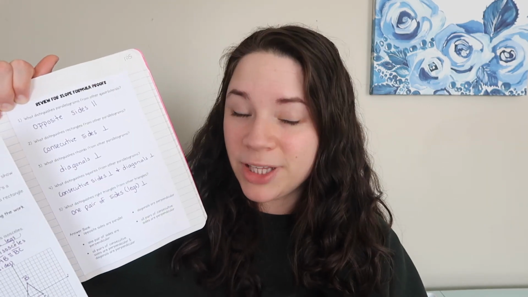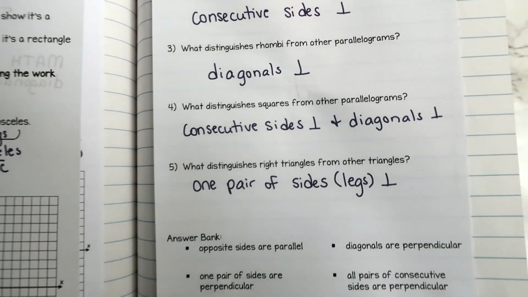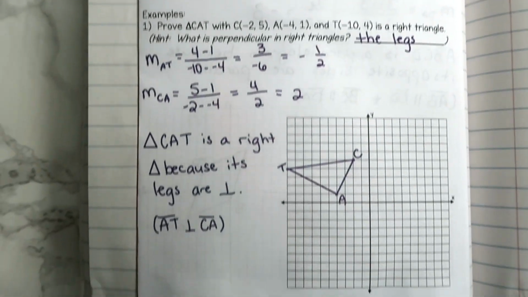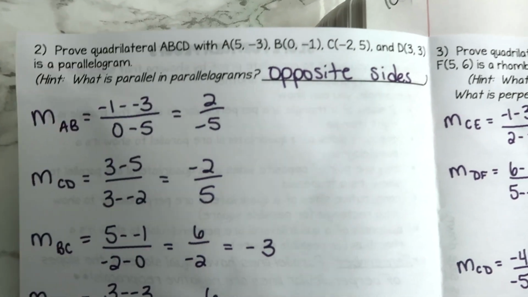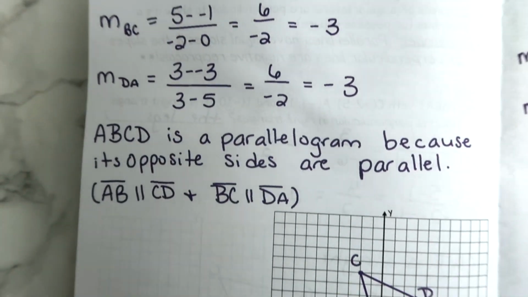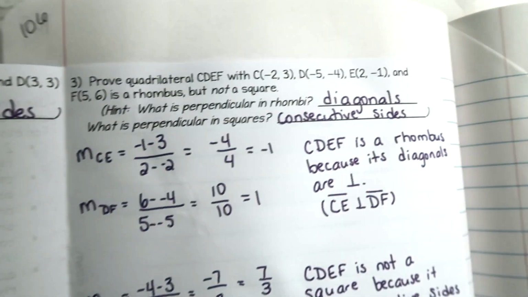Then the next day, we're going to go on to our final topic of the unit, which would be completing proofs using the slope formula. So we have a review of what things are parallel and perpendicular. That makes parallelograms, rectangles, rhombuses, squares, and right triangles distinguishable from their other shapes, because those are the shapes that students are usually asked about. So that's our warm-up again, and then we have our slope formula proofs notes. We prove that a triangle is a right triangle, that a quadrilateral is a parallelogram, and that a quadrilateral is a rhombus, but not a square.